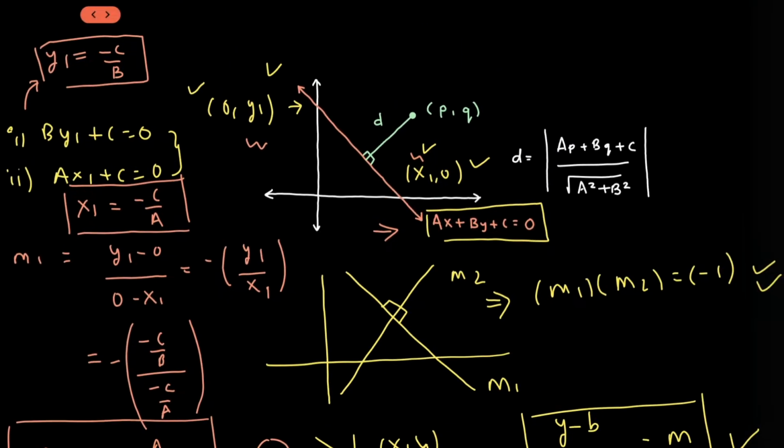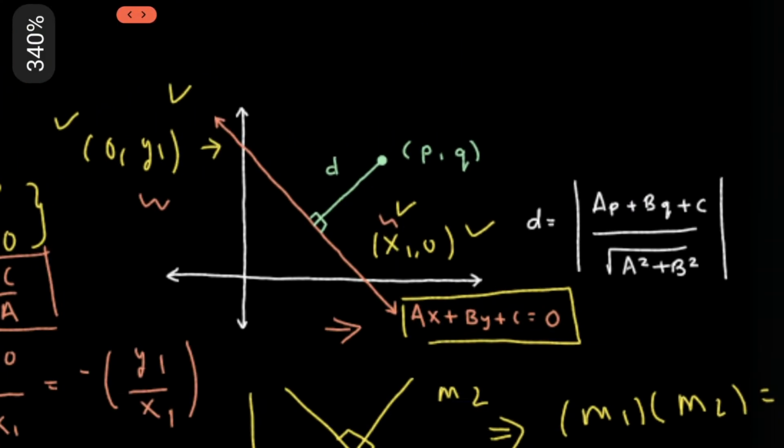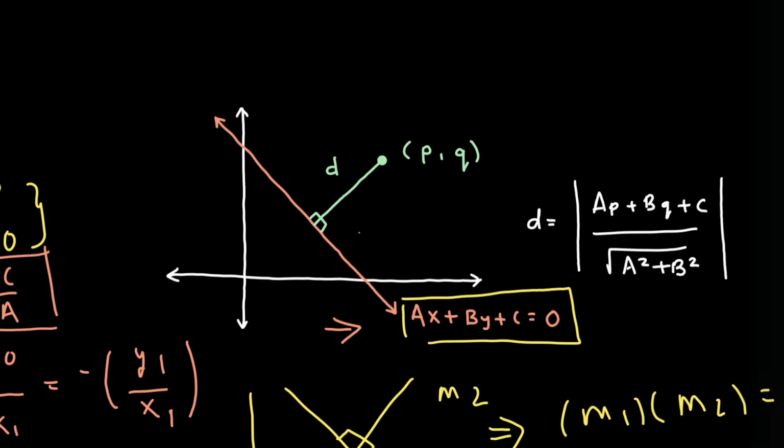Okay. Now let me just make this diagram a bit more clear. We have already found the slope of this orange line that we are denoting as m1. Now let us try to find the slope of this green line. On the green line one of the coordinates is already given, that is p, q, and that is very important. What about the second coordinate?